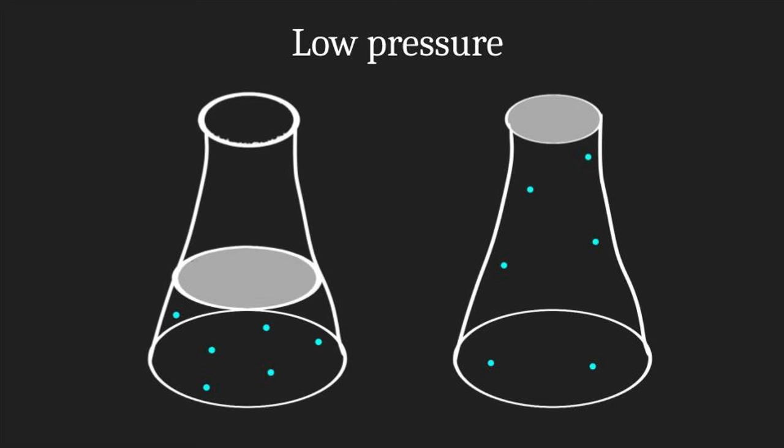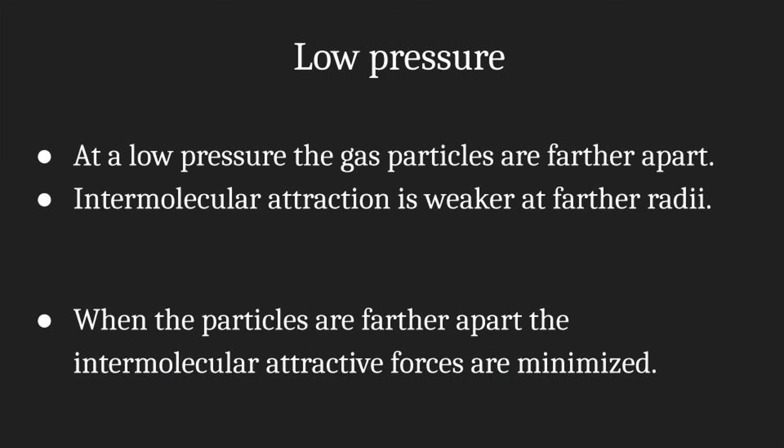Next up, gas particles are most ideal at low pressures. So in the flask on the left, we see that there's very high pressure and a low volume, which means the particles are close together. While on the right, there's low pressure and the particles are able to spread out more.